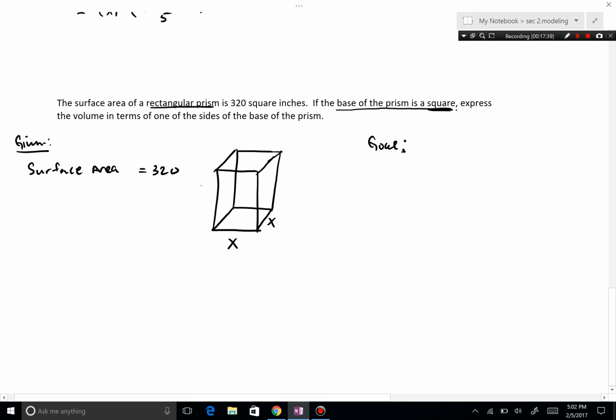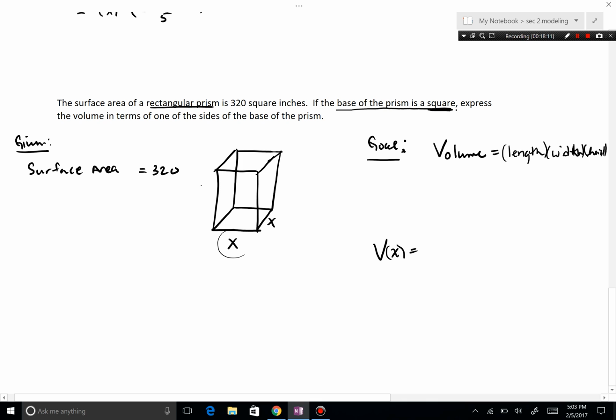Okay, so I got up right here. This is the given information. Goal: express the volume. Anybody know what volume is? Oh boy. In terms of one of the sides of the base of the prism. So in terms of one of the sides, it basically means express the volume in terms of what I have labeled here as x. So here we go. What is volume? Well, in 3 dimensions, it's kind of like what you would think it would be. It's length times width times height.